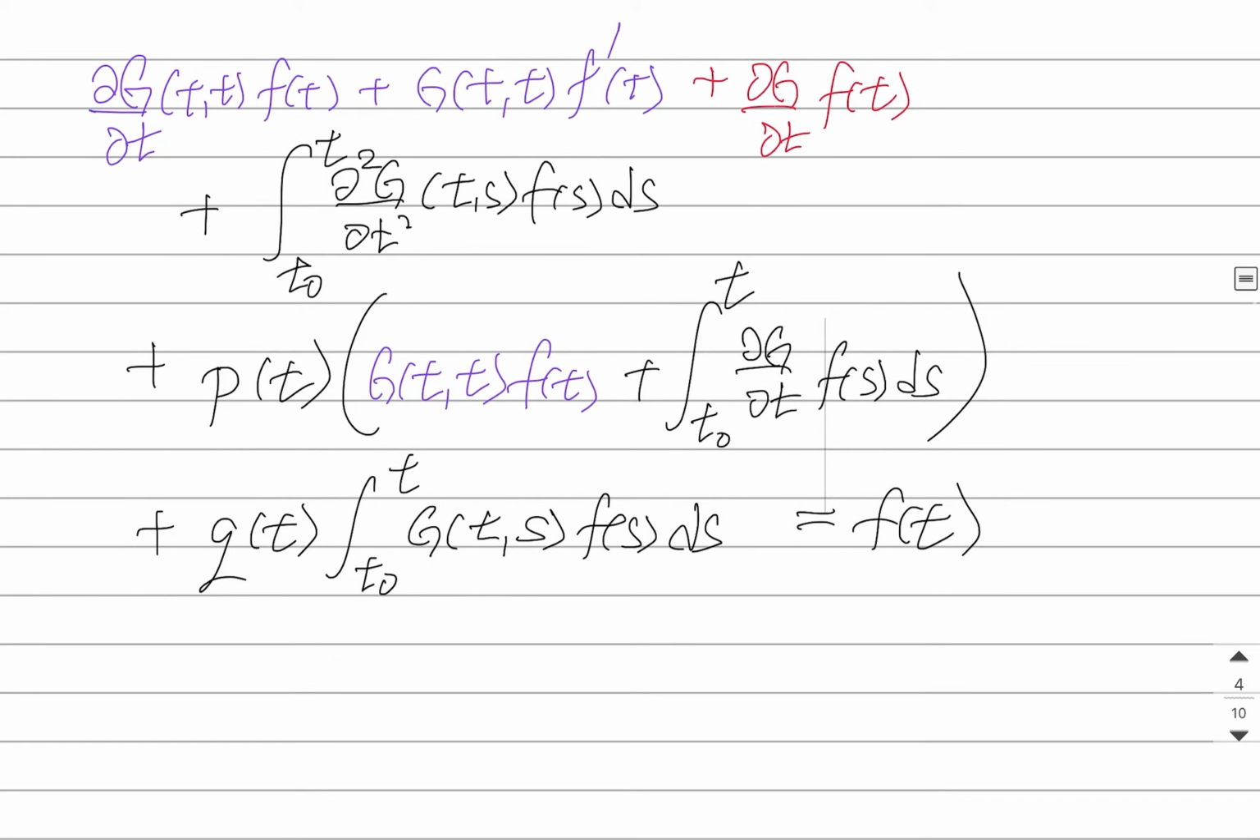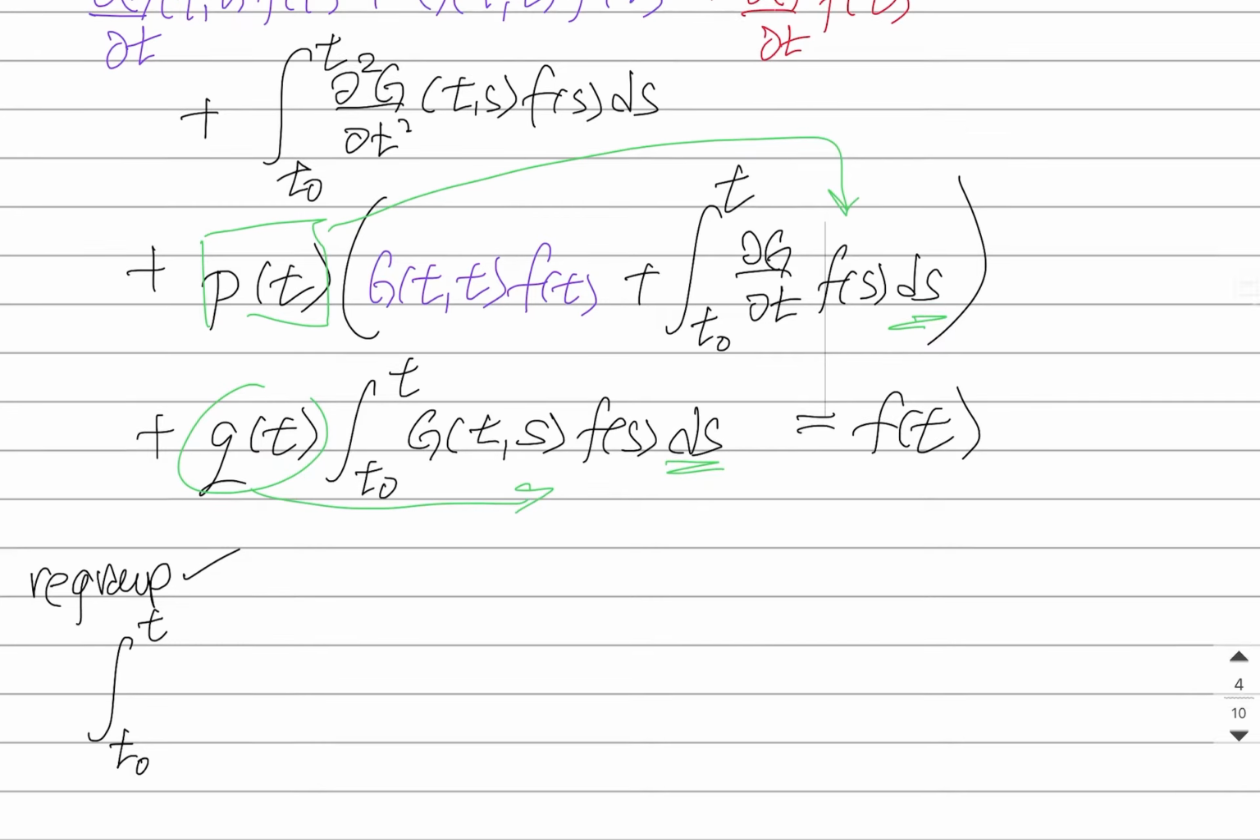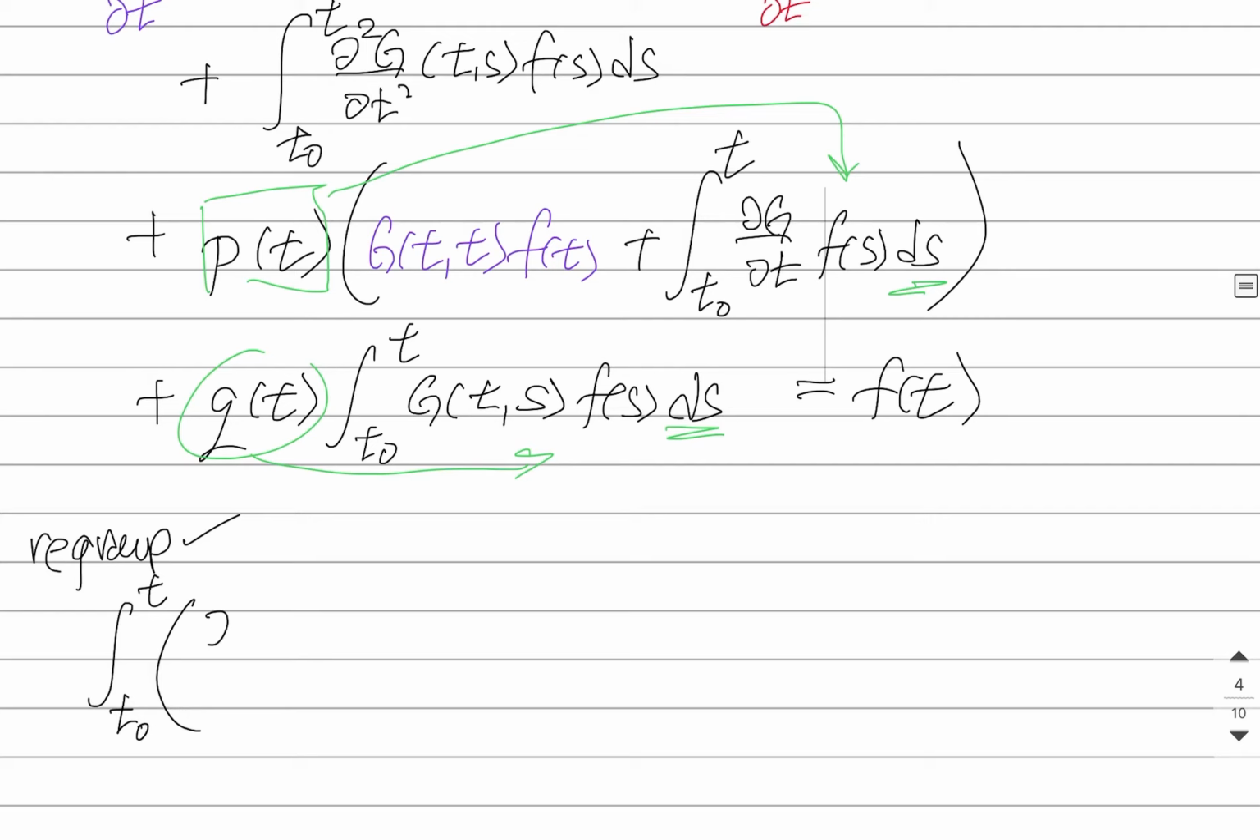So I'm going to regroup things here. In particular, everything that has an antiderivative and integral, I'm going to combine together. The other thing I want you to note is that if there's a function of t in front of one of these integrals, I can pull it in, because the integrals are just functions of t, the dummy variable is s. So at the end of the day, I'm going to get this.